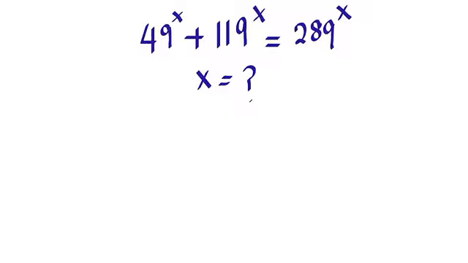In this tutorial, we're going to be solving 49 to the power of x plus 119 to the power of x equals 289 to the power of x. So what is the value of x? What are we going to do? We are going to divide through by 49 to the power of x.